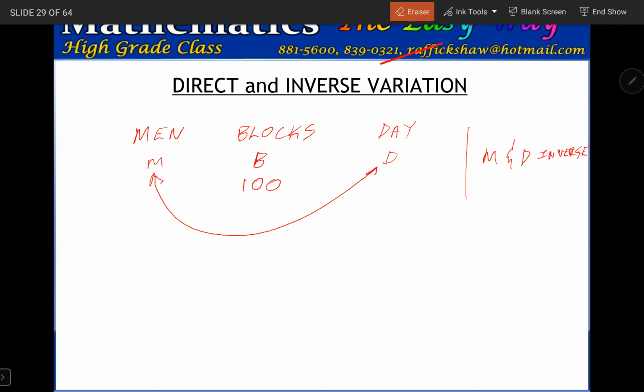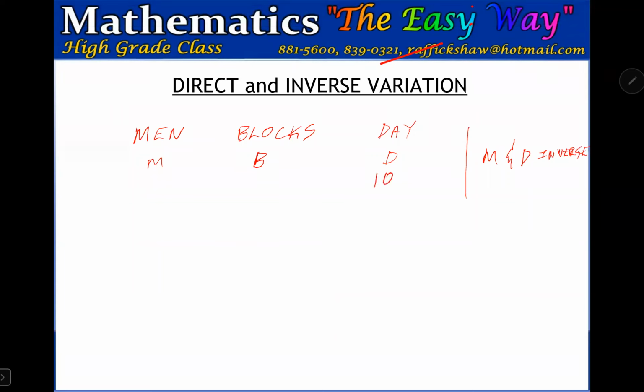All right, so let's look at another scenario now. Let's say the number of days they're working is the same. They're working for 10 days, constant 10 days, and the number of days is not increasing. So over a 10 day period, if I increase the number of men working, what do you think would happen with the number of blocks in that same 10 days? What would happen to the number of blocks made if I increase the number of men?